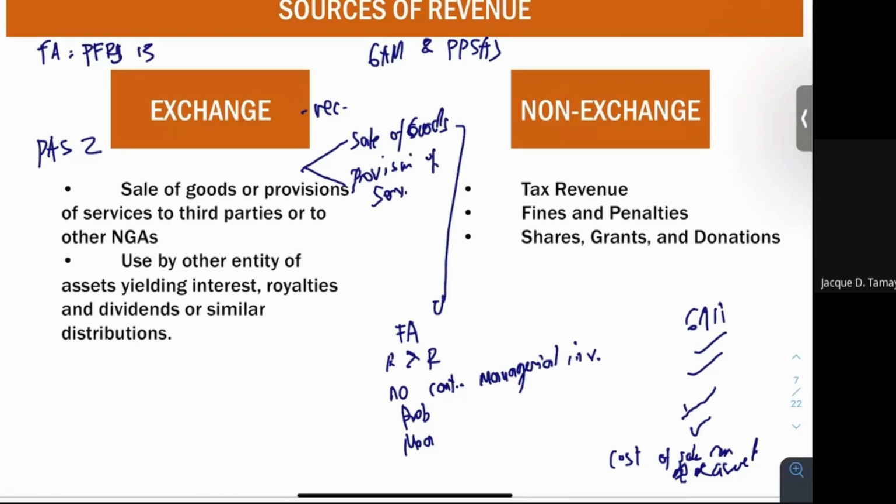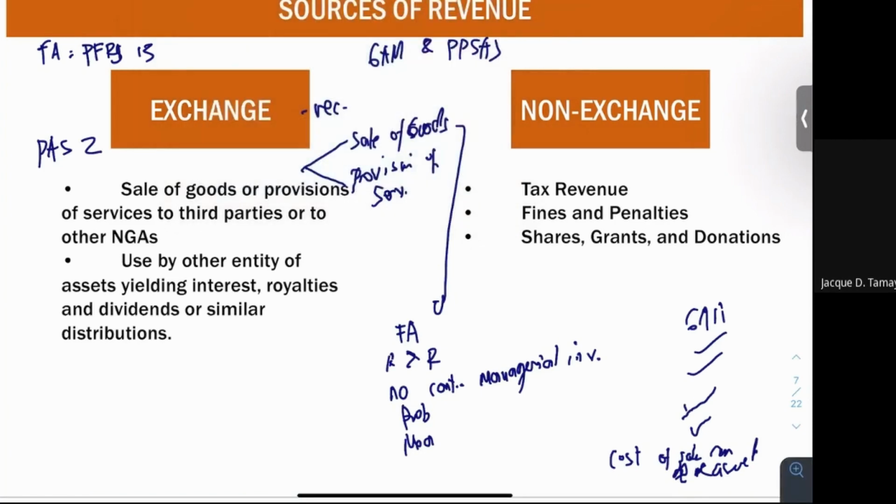Next, we have your provision of services. Under provision of services, generally under PFRS 15, we recognize revenue at a point in time or over a period of time. I hope you still remember that. When we say at a point in time, you recognize it now only, while over a period of time, it is over a certain series of periods.